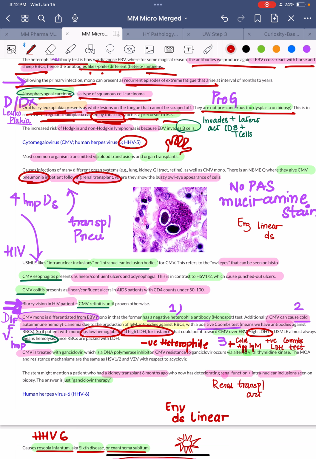Then of course I told you that because EBV has invaded the B cells, in the future this patient is at increased risk of Hodgkin's and non-Hodgkin's lymphoma along with Burkitt lymphoma, right?